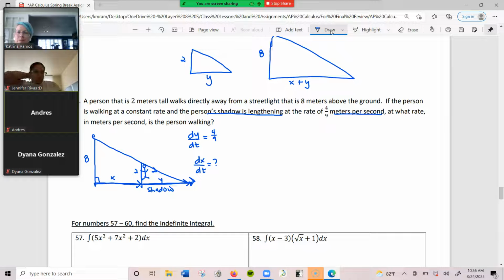Is that clear? So I'm going to go small to big. Corresponding sides go together, so the 2 goes with the 8. So 2/8 is going to equal, and then these are my corresponding sides, y over x plus y. So we have a ratio. Once you have your ratio set up, how do we solve this? What do you think I'm going to do?